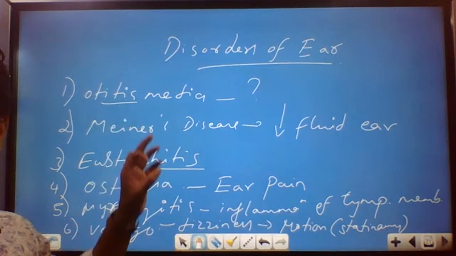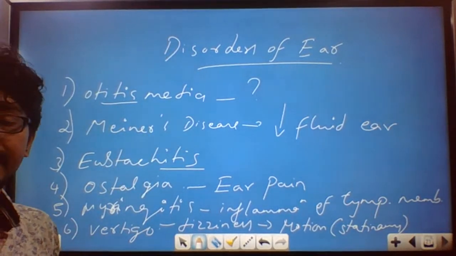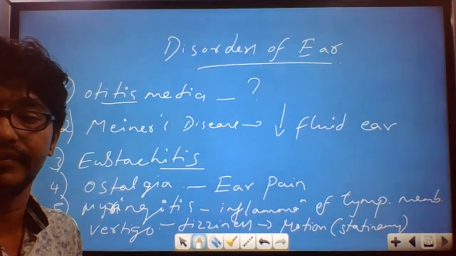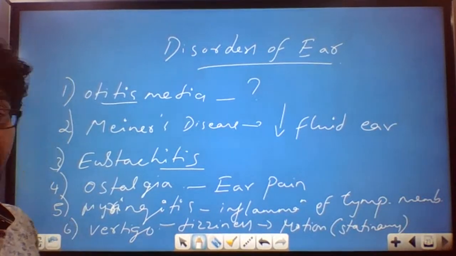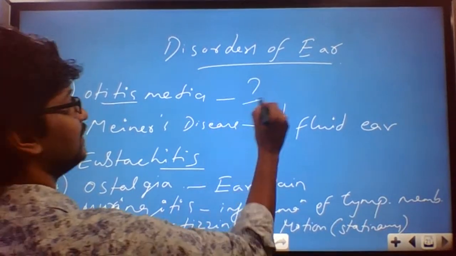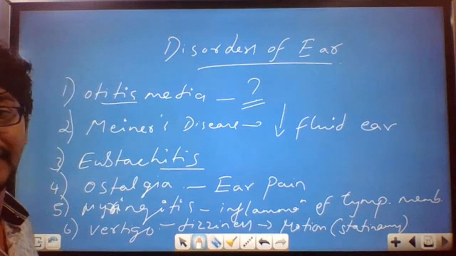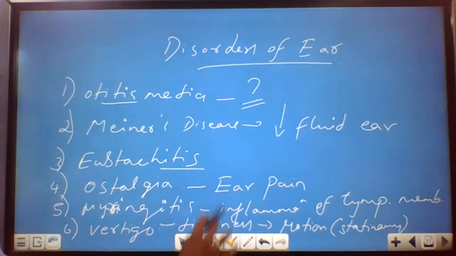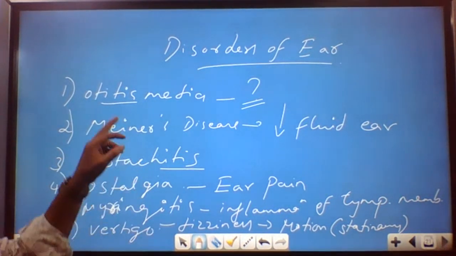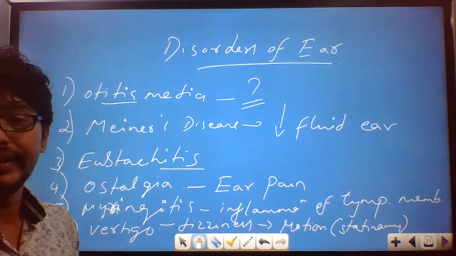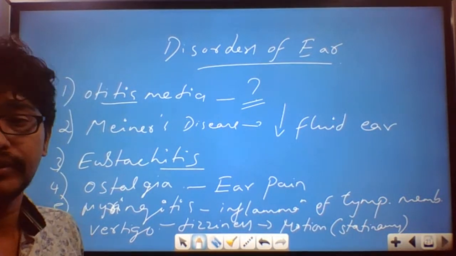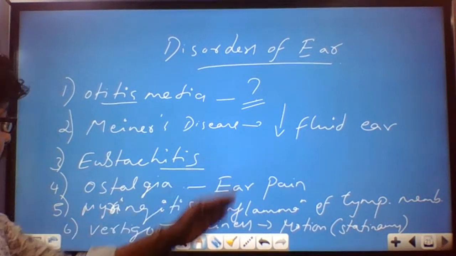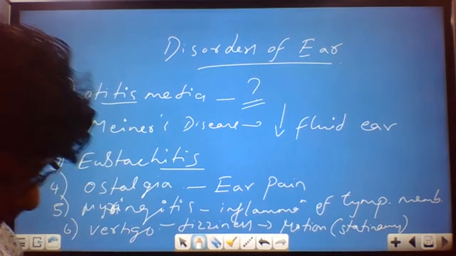Otitis media. Otitis media is related to which part? External ear, middle ear, or the internal ear? Which part of the ear do we relate with otitis media? So these are the common disorders we're talking about here. Otitis media is normally an inflammation. That's why I raised the question. I will give an explanation for all the remaining disorders. Otitis media is quite common.